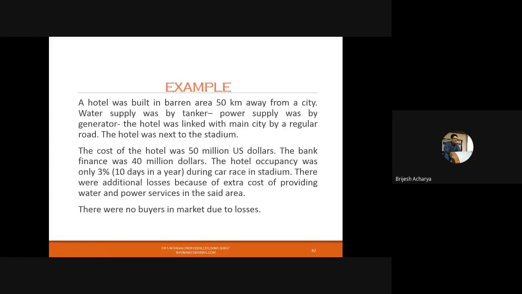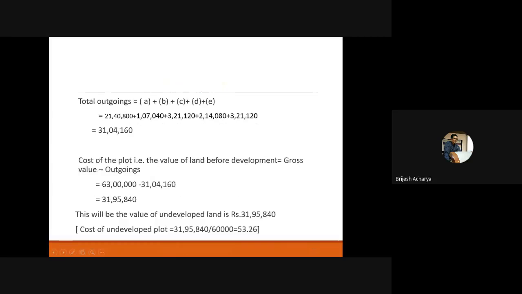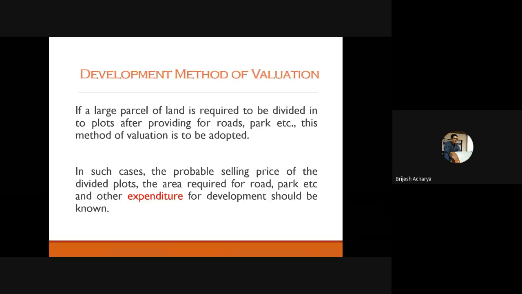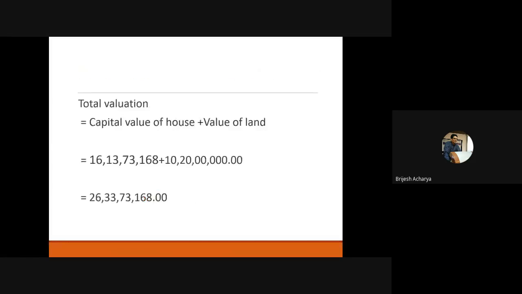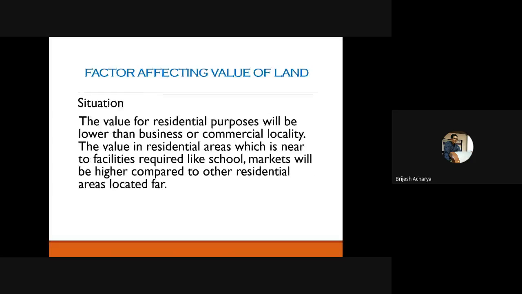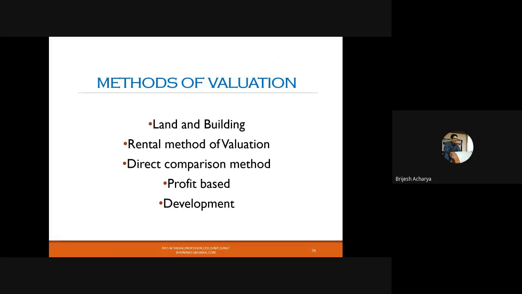So this was all about the development method of valuation, which is the last method. Quickly revising, we have discussed 5 methods. The first one was land and building method of valuation, then rental method of valuation, then direct comparison method of valuation, then profit-based method of valuation, and development method of valuation. Out of these, I have explained, giving examples, the profit-based method and the development method of valuation.